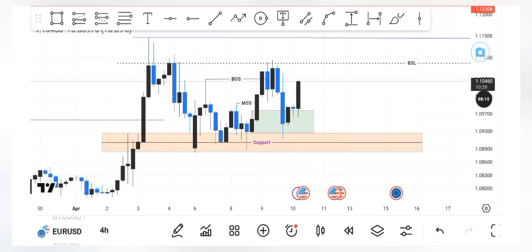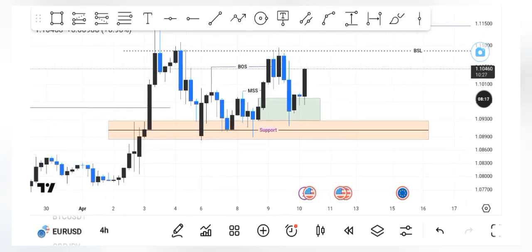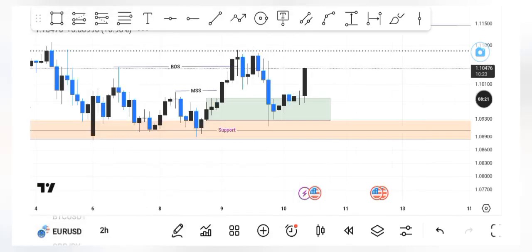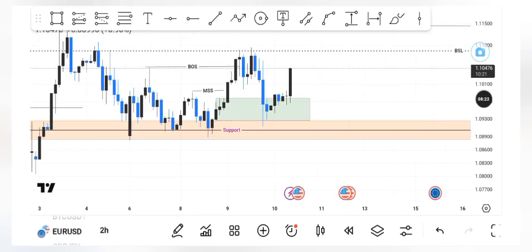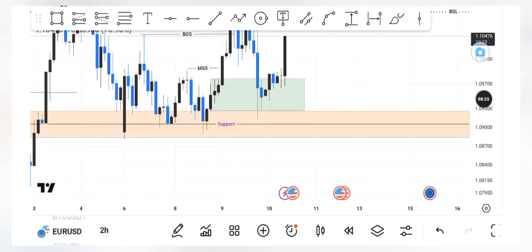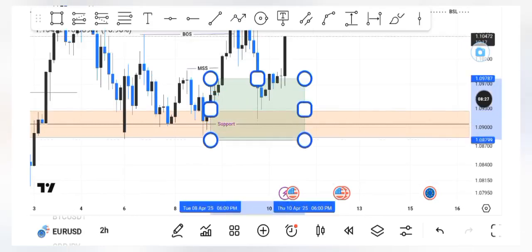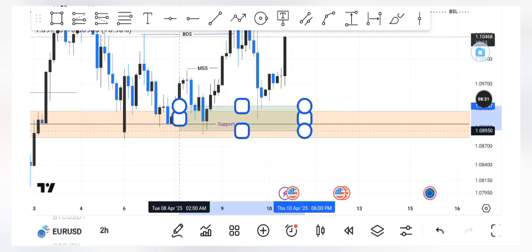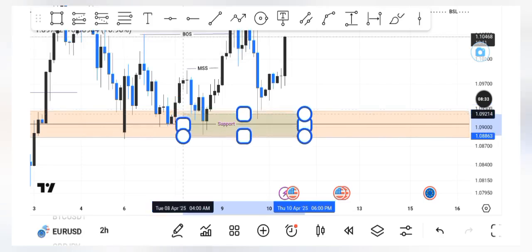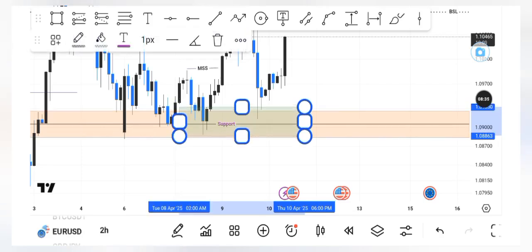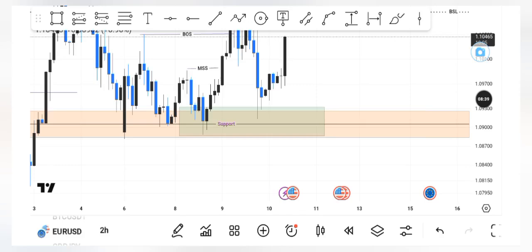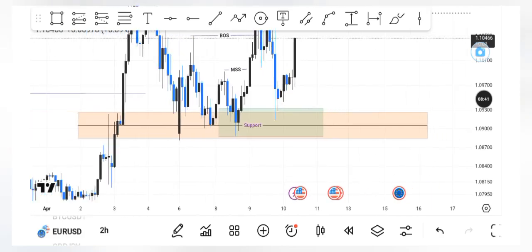But at the moment, let's refine to the 2-hour time frame. It's clearer. You can see we are still in the bullish momentum, refining our order block zone, or as I said, this demand zone, where the big institutional movement began before the impulse.